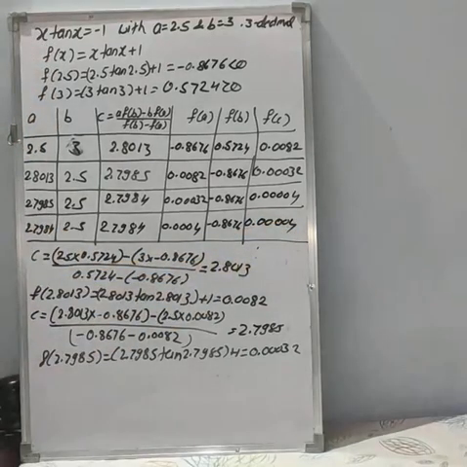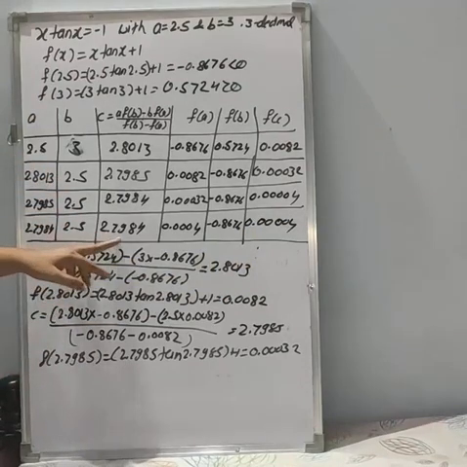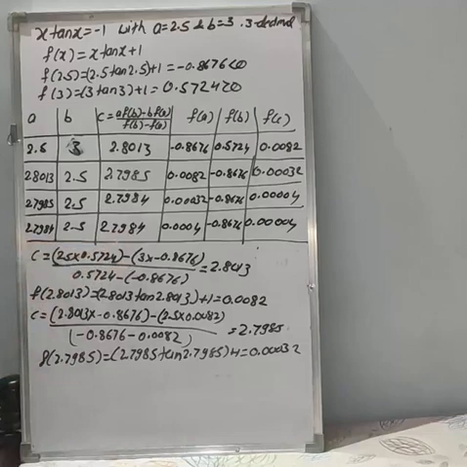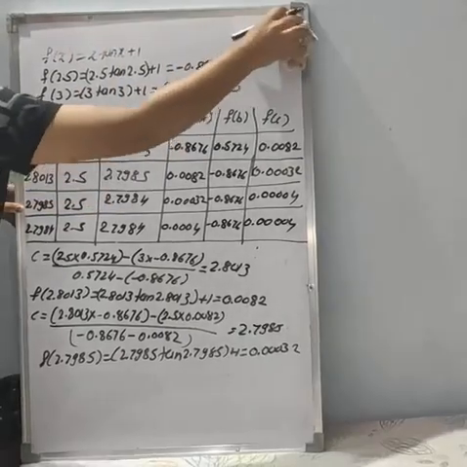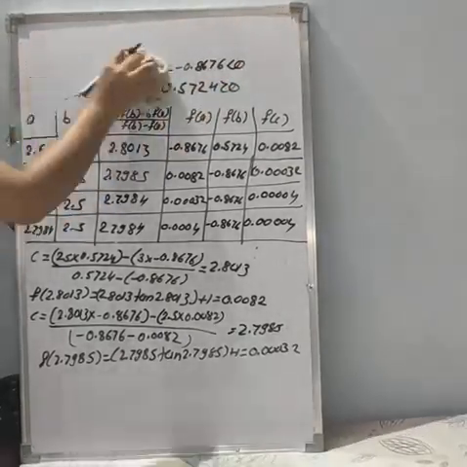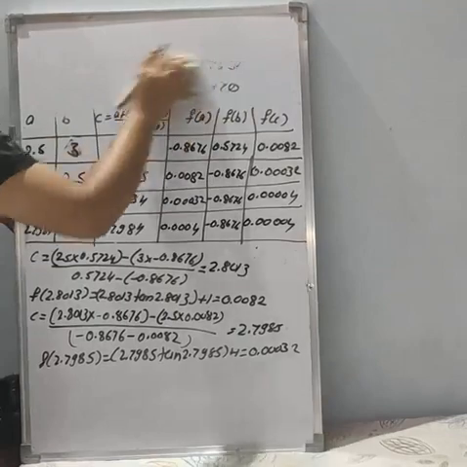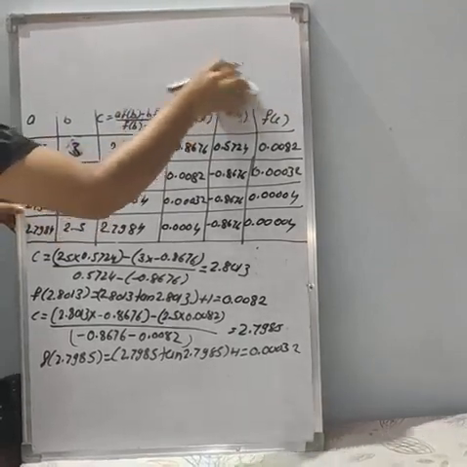Okay, so the approximate root corrected to 3 decimal places is 2.798. So you can write down 2.798. Okay, so this is one example. One more example is there. I will solve that, and I will give 2 examples for homework. Please calculate these.